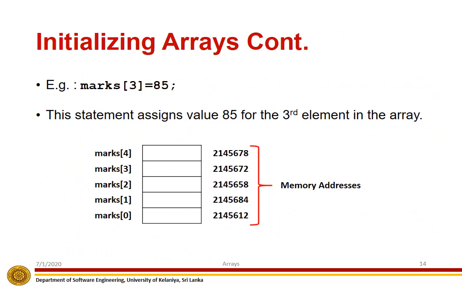Here you can see another example. Marks 3 equals 85. So we have to store the value 85 in the third position of the marks array. Here you can see the marks array. It has 1, 2, 3, 4, 5 slots, starting from index 0, 0, 1, 2, 3, 4. Here 85 we have to store in the third position, the index 3. So here we can store 85. On the right side of this representation you can see the actual memory addresses of these slots. These indexes are only relative addresses.